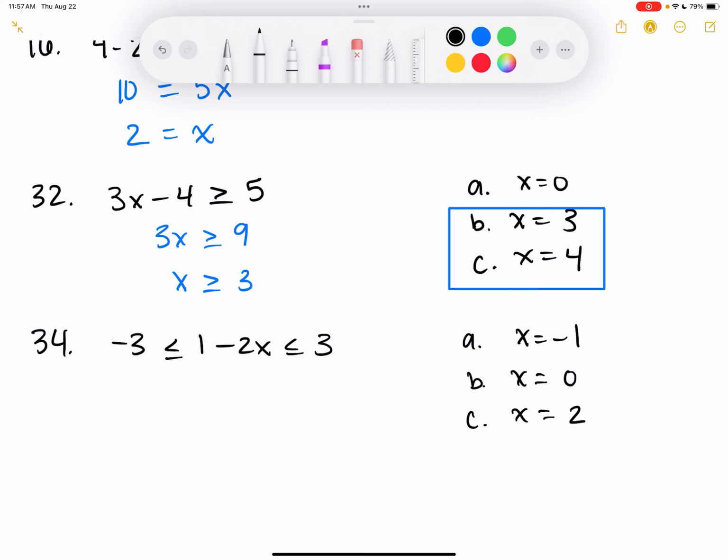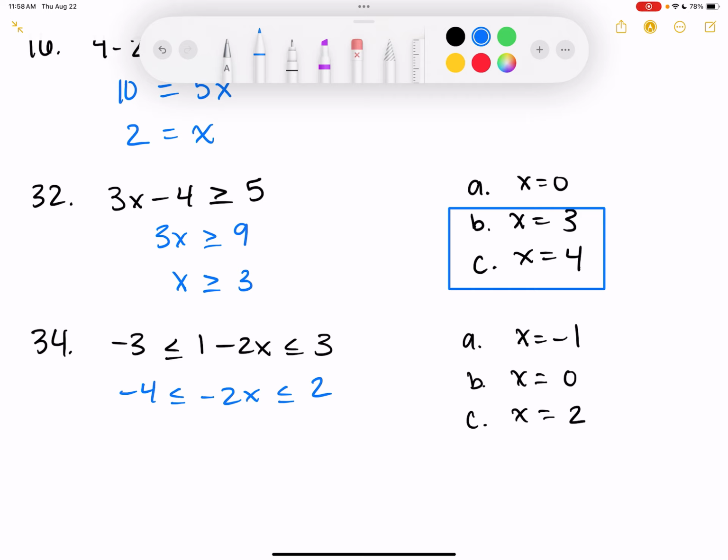We can subtract 1 from both sides. Yep. And more specifically, I need to subtract 1 from all 3 areas. Sometimes when you just say from both sides, people think, just from the middle, and then you get to choose where it goes, but we have to do it for all of them. So I'm subtracting 1 from negative 3 and from 3. That gives me negative 4 is less than or equal to negative 2x, which is less than or equal to 2.